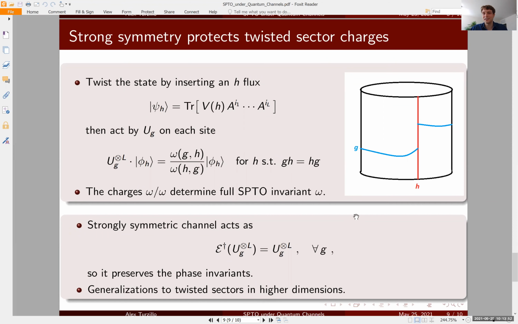And the twisted sector perspective is interesting because there's more potential to generalize it to higher dimensions. These are essentially partition functions of tori with fluxes inserted in the loops. And the strong symmetry condition is saying that those partition functions are invariant under acting by the channel.